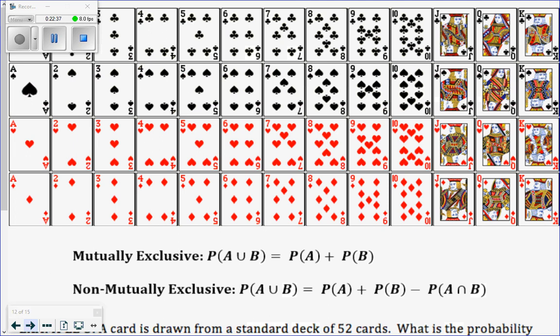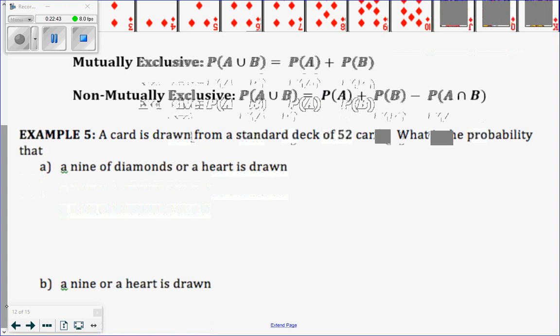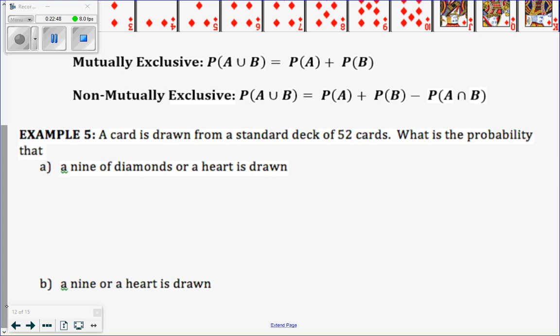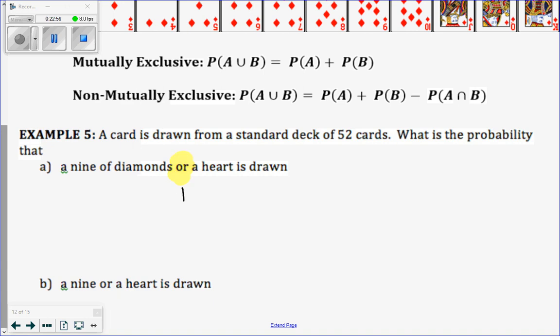Okay, back to cards. Do you have this question? It should be on the next page. Okay. A card is drawn from a standard deck of 52. What's the probability that a 9 of diamonds or a heart is drawn? So again, or means add. So probability of 9 of diamonds. So how many 9 of diamonds do you have in your deck? 1 out of 52. How many hearts do you have in your deck?